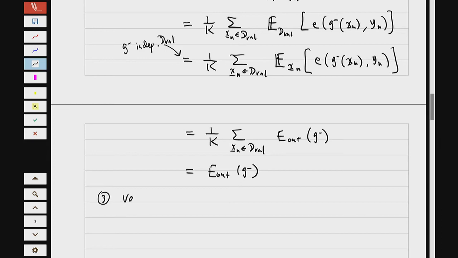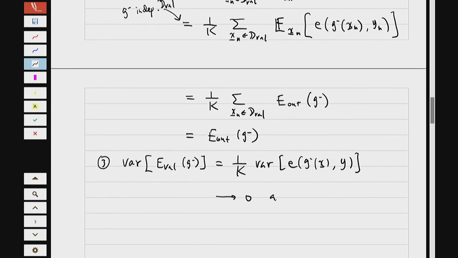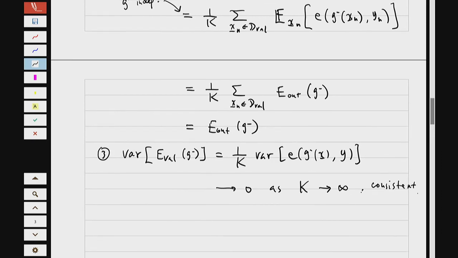Consistency, then we have to look at the variance. Right? We have to show that the variance of this validation error is 1 over k times the variance of, in general, e of g minus of x and y. That means that as k goes to infinity, this goes to 0. So therefore, this is what we call a consistent estimate. If you have enough sample points, then you get exactly the right result. So how do we prove this?